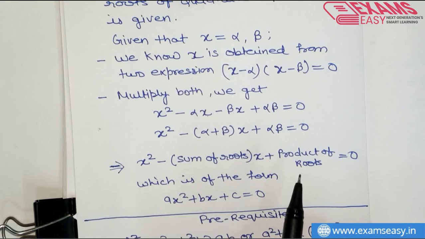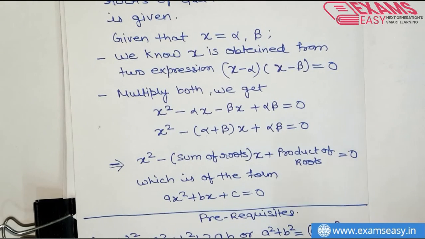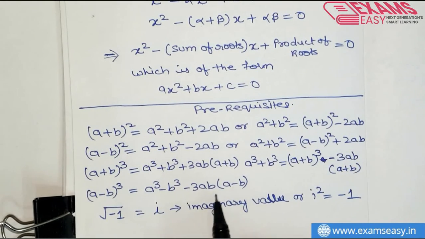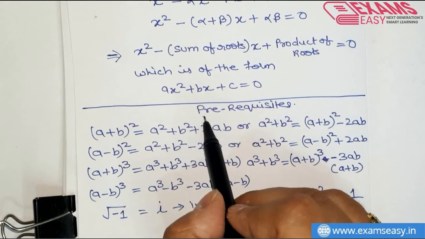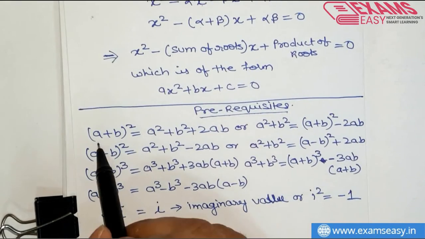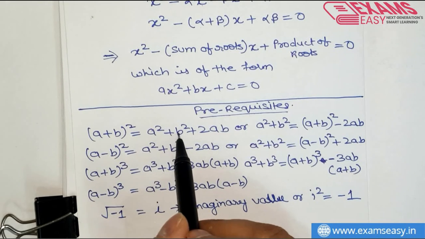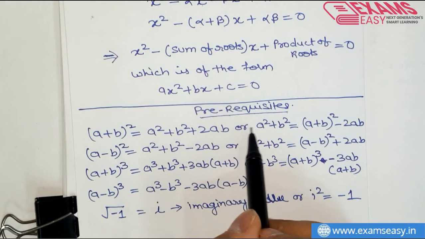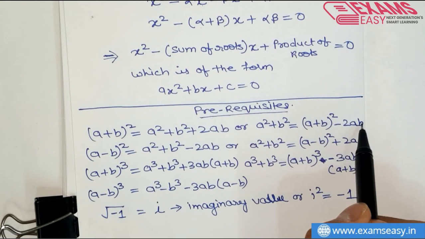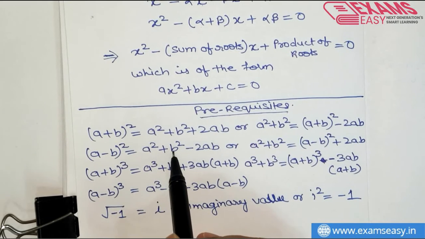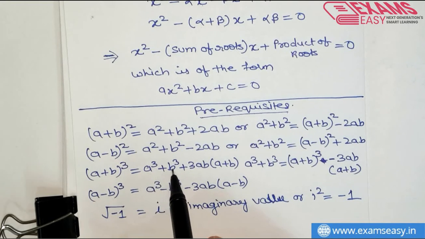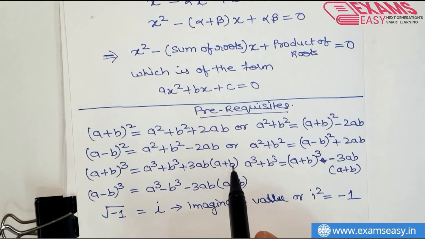So friends, this completes all our concepts. Now I request you to learn these identities by heart, and these are the prerequisites to solve the quadratic equation problems. (a plus b) whole square is equal to a square plus b square plus 2ab, or you can write it as (a plus b) whole square minus 2ab. So (a minus b) square is a square plus b square minus 2ab, and (a plus b) whole cube is a cube plus b cube plus 3ab within bracket (a plus b).